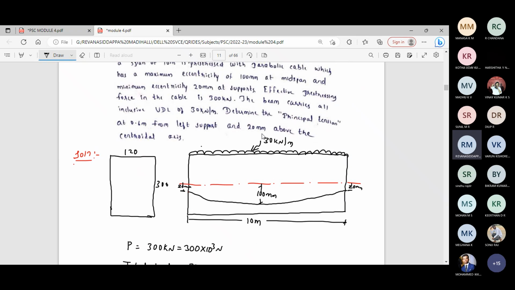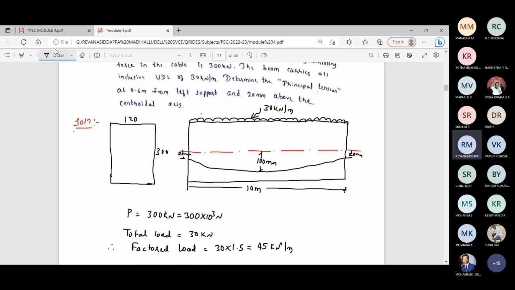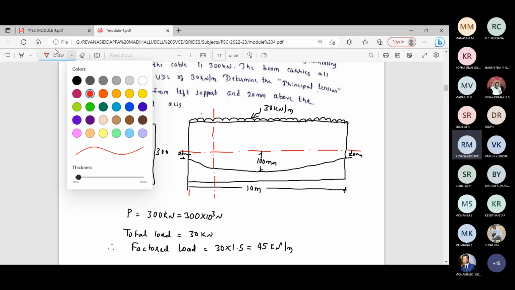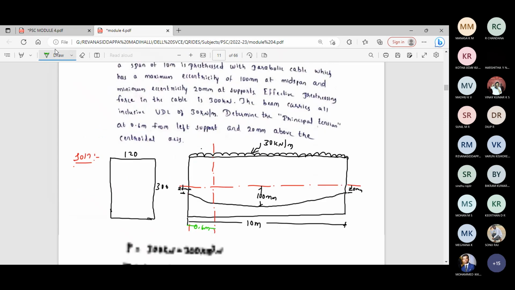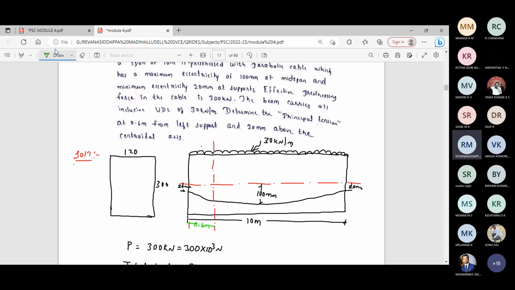Determine the principal tension at 0.6 meter from left support. It's a quite different problem. So we have to find principal tension, which means principal stresses, at a distance of 0.6 meter from the left support and 20 mm above the neutral axis, somewhere here at this point. At this point, you need to find the principal tension value. That is the question.